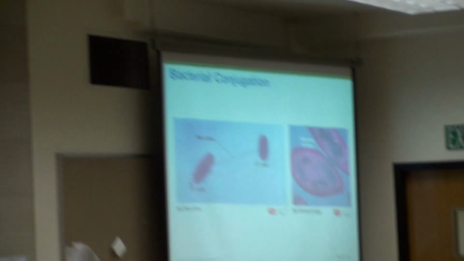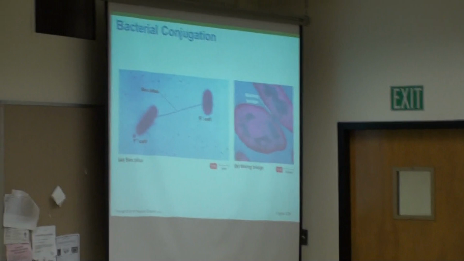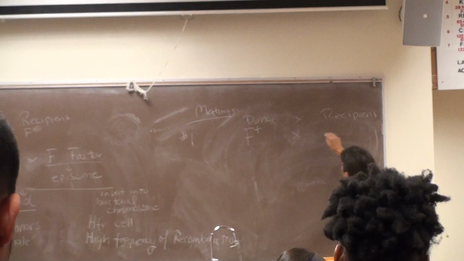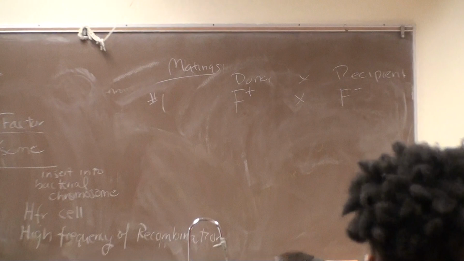So here are our meetings. And meeting number one, we have our donor, we have our recipient. Meeting number one is going to be between an F plus donor, male, he has the F plasmid, and we're going to mate him with an F-negative female recipient. Now, oh my gosh, this is such an incredible process, you guys.